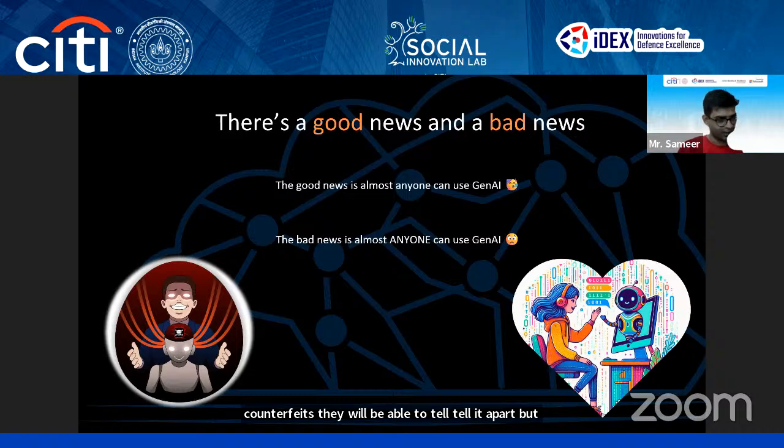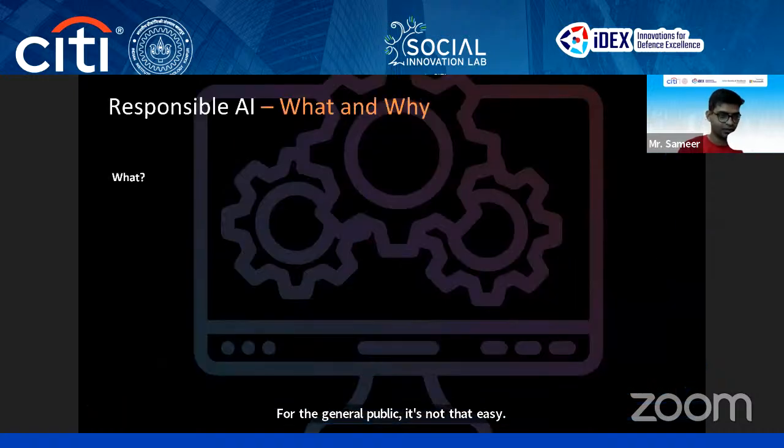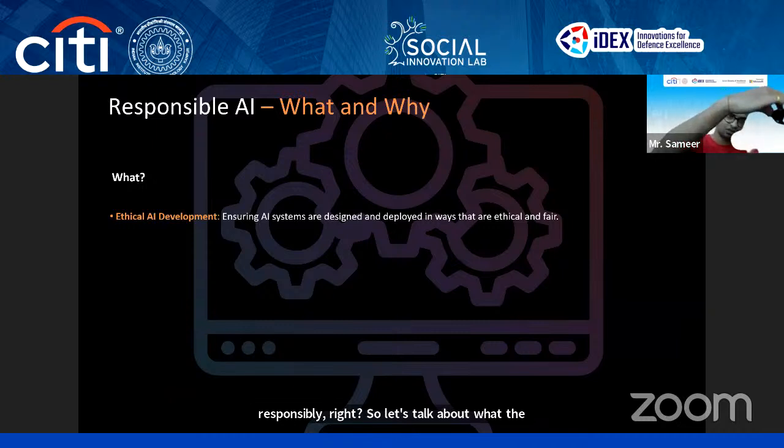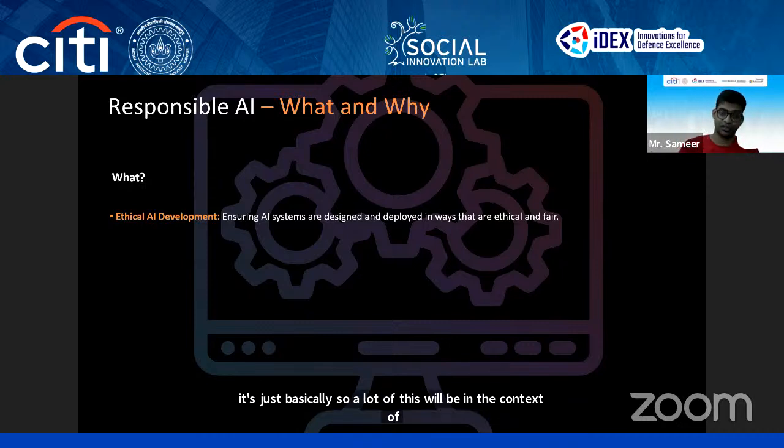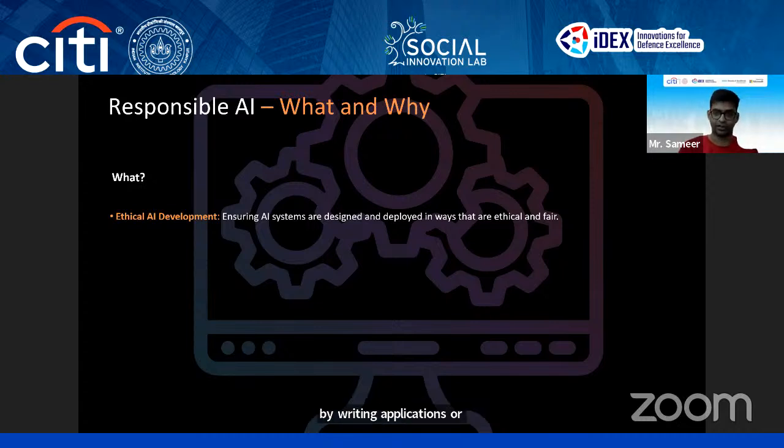So it's a double-edged sword, and that is why we come to the topic of today, which is responsible AI. What and why? Why is it that we need to use this weapon called Gen AI responsibly, or AI in general responsibly, right? So let's talk about what responsible AI means. A lot of this will be in the context of developing your own AI solutions by writing applications, or just consuming software that is using AI in the back. So, ethical AI development: ensuring AI systems are designed and deployed in ways that are ethical and fair.